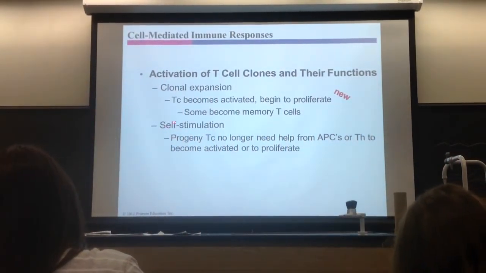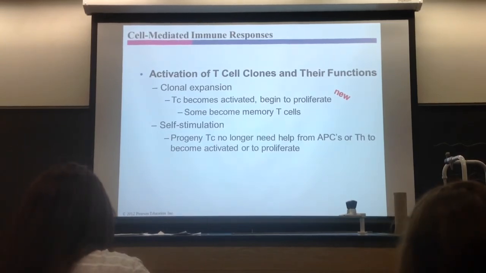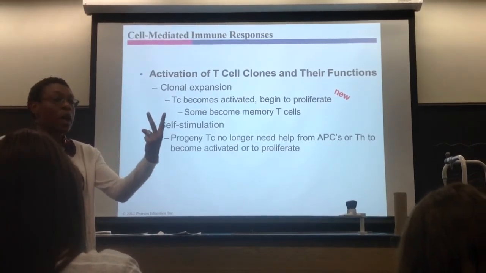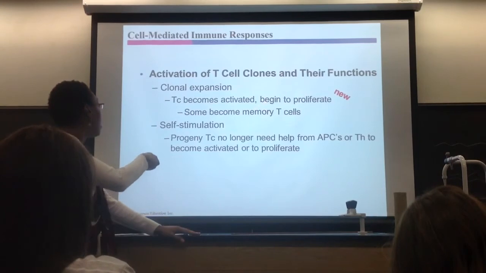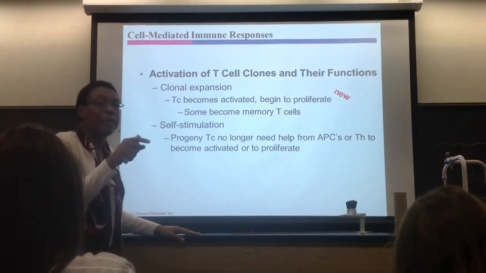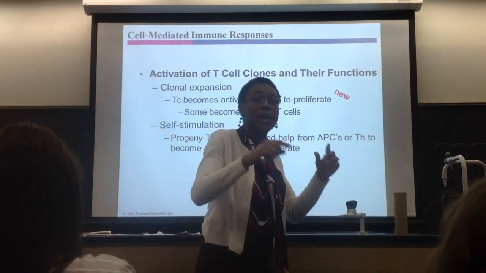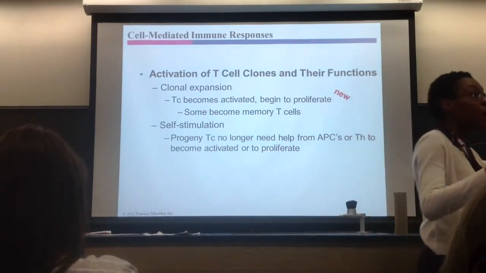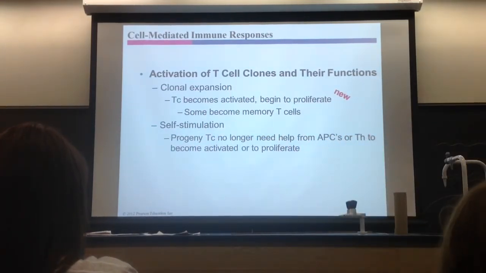The last part here is self-stimulation. So at this point, the TC cells no longer need two signals, right? It was two signals: the APC guy and the TH1 guy. Isn't that two signals? By the time you've done all this, you've reached the last step. That means they, being TC, no longer need signals from APCs or TH1s. They can go on and proliferate.